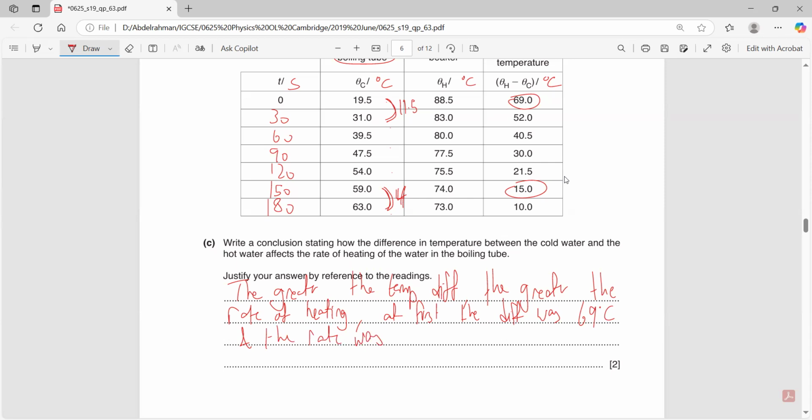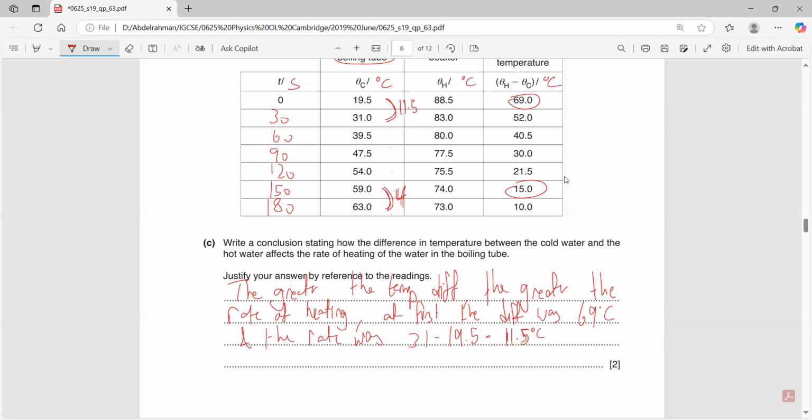You don't actually need to calculate the rate. You can just write down the values or the difference between the two temperatures, which is 19.5 and 31. The rate was 31 minus 19.5, which was equal to 11.5 degrees Celsius.